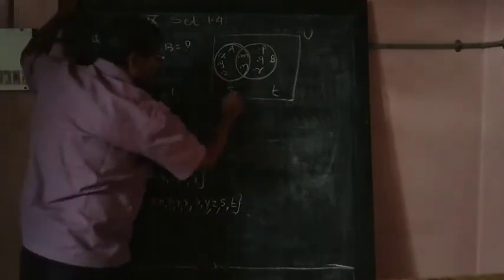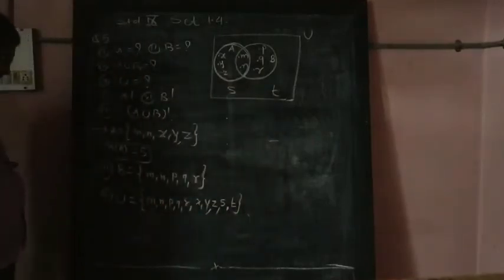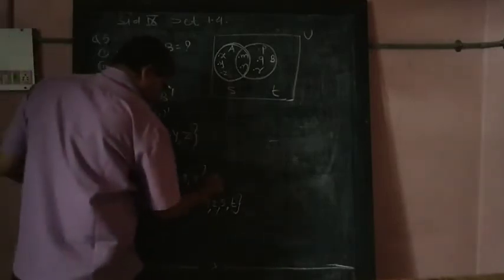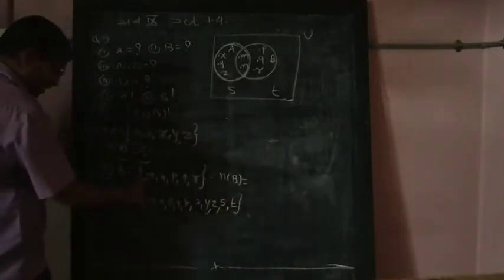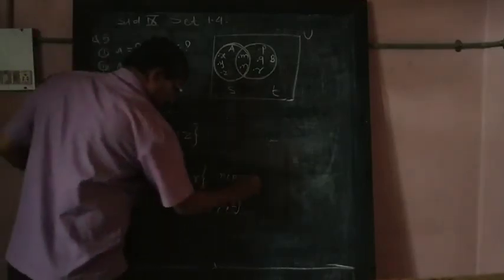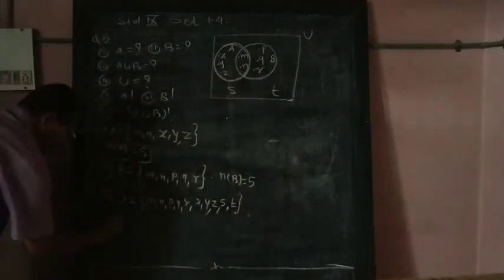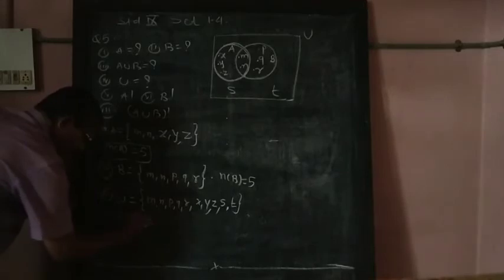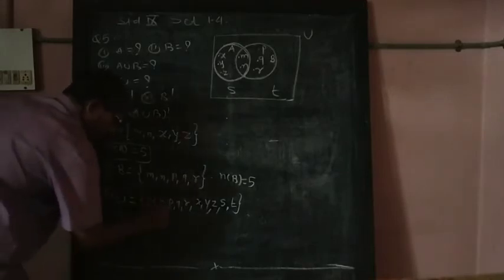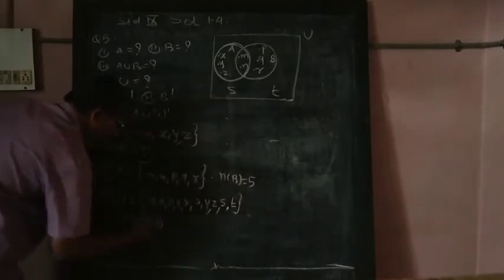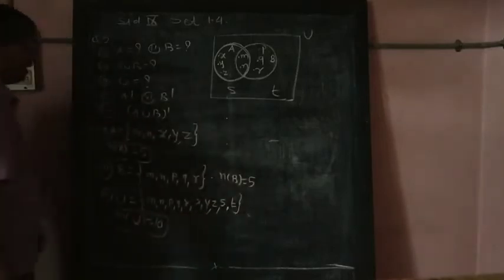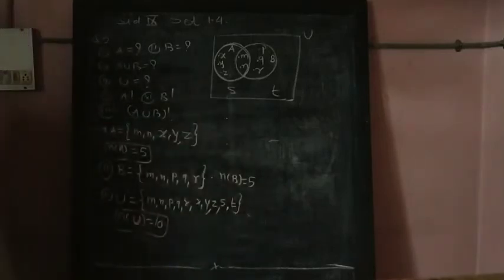Because these two elements should be taken, and in a similar way, here you can write the number of elements in B. How many are there? 1, 2, 3, 4, 5. Here also 5. And now you should find the number of U. You find U: 1, 2, 3, 4, 5, 6, 7, 8, 9, 10. So the number of elements in set U is equal to 10.